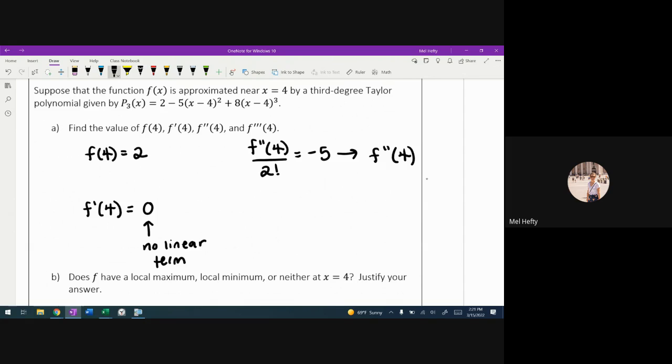Times 2 factorial. So -5 times 2, -10. All right. 8 also, not just f triple prime at 4. It's f triple prime over 3 factorial. Use your noggins. What is f triple prime of 4? Think before you shout a number. What is 3 factorial? 6 times 8 is?